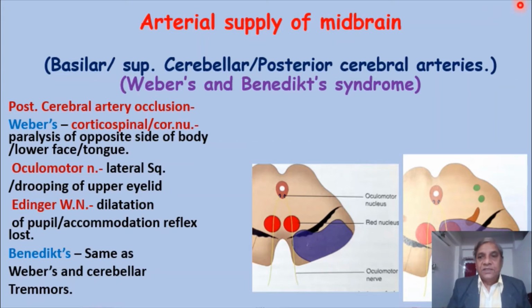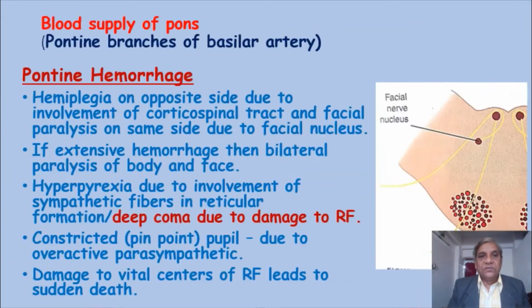Let's move to the next slide, where I will show you the blood supply of the pons. We have already learned that the blood supply of the pons is from the basilar artery, through its pontine branches. These are the main supply to the pons, and they lie on the ventral surface of the pons, in the pontine group.